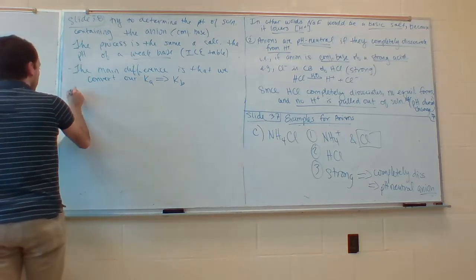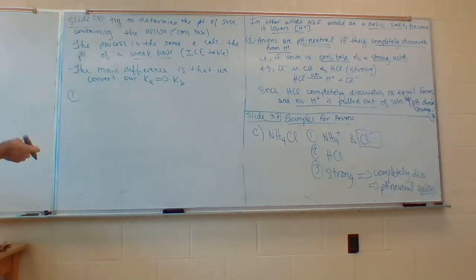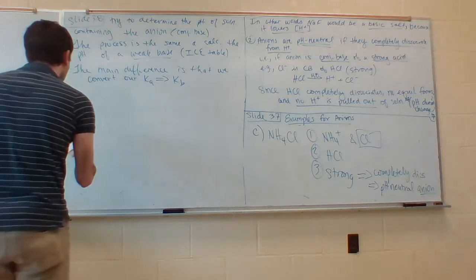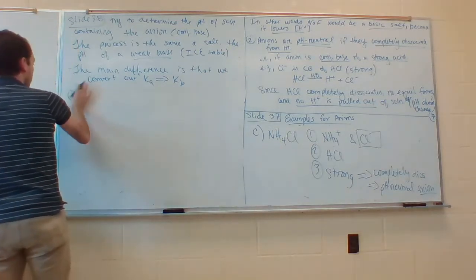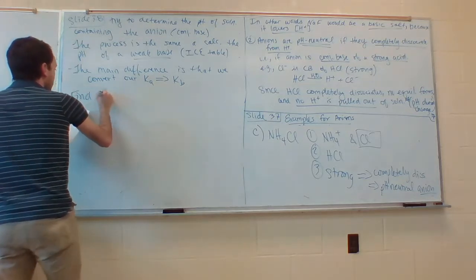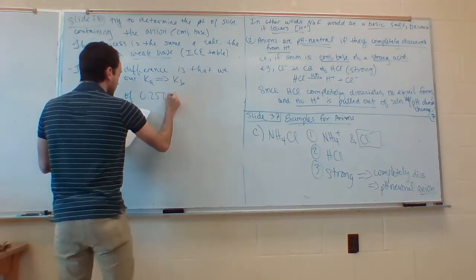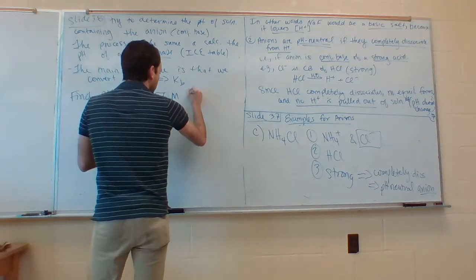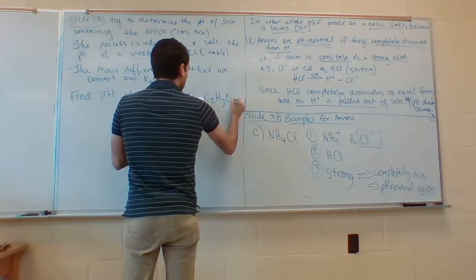The first question that we're going to ask ourselves, I'm working through the example on slide 38. Write that out a little bit, that way you have all the details. It wants us to find the pH of a 0.250 molar sodium acetate solution.